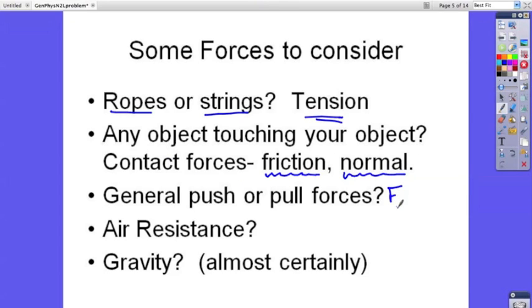Is there a pushing force or a pulling force? Those that we sometimes call FA for F applied. Is a box being shoved across the floor? Is there any air resistance? Is an object falling? Is there air resistance that we need to consider? And almost all the time, there will be gravity. Okay? So go through kind of this list. If you're looking at your object and you don't know what forces are acting, ask yourself these questions.